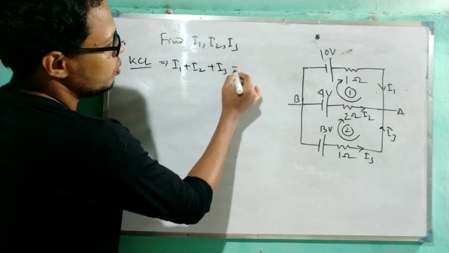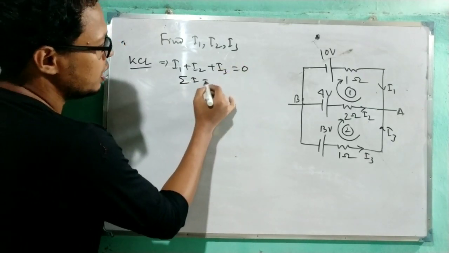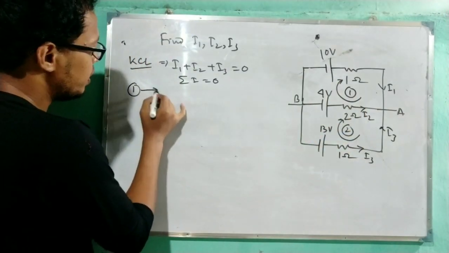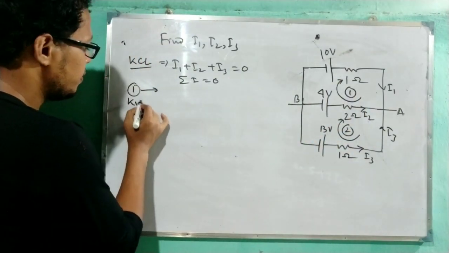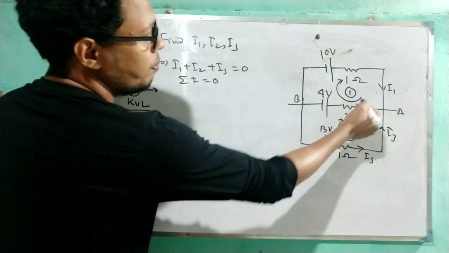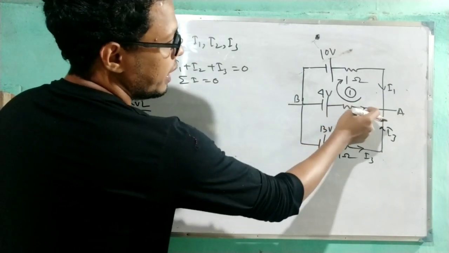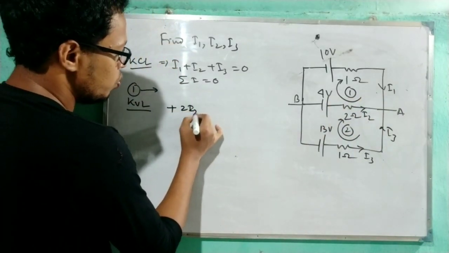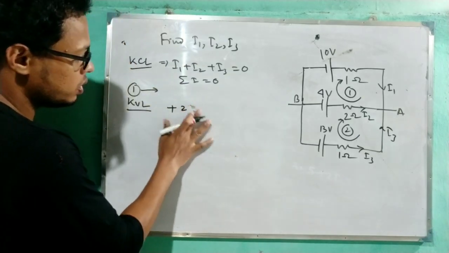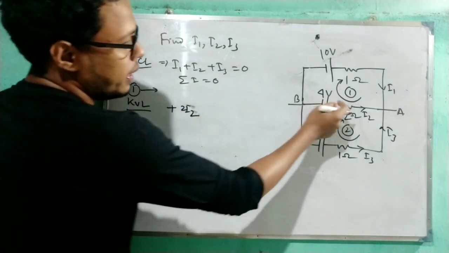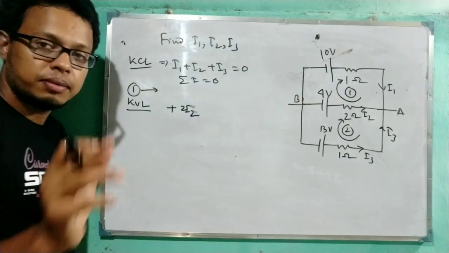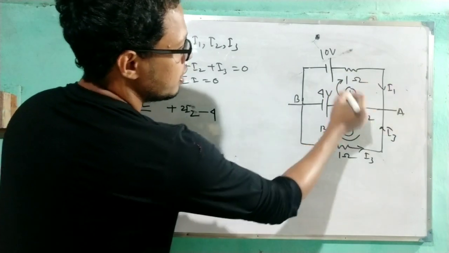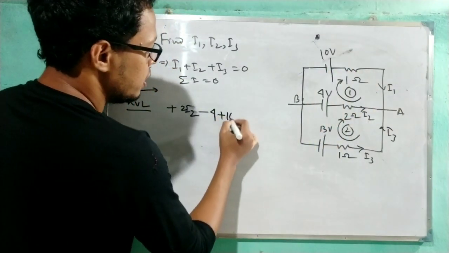Plus I3, which will be equal to 0, because the summation of I equals 0. Here, in the first loop, loop 1, apply KVL. Here we are going in a direction where the current direction and the path are opposite, so that will be plus 2I2. Again, going from plus to minus, this will be minus 4. Again, minus to plus, plus 10.